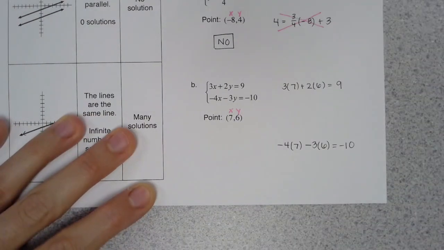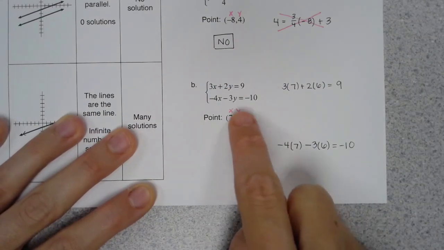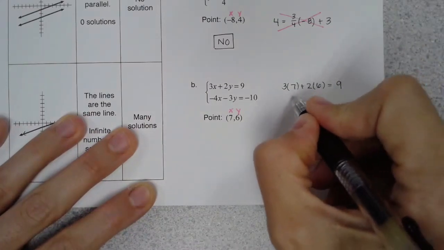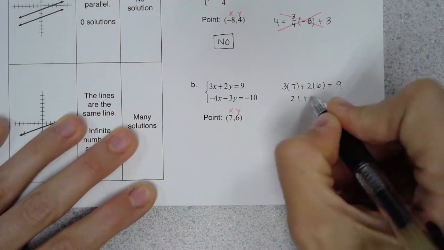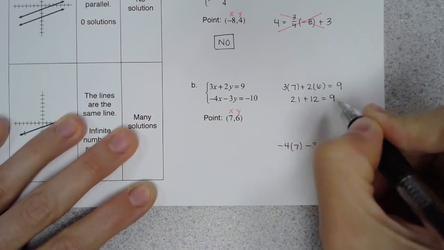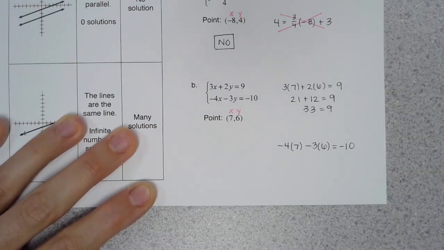If it works in both of them, then the answer to the question is yes. So here in this first step, that's what I've done. I substituted the x in for the x in the first equation, and I substituted the y in for the y in the first equation, and I'm going to check and see if this works out to be correct. So 3 times 7 is 21, 2 times 6 is 12, equals 9, and then I'll add these together, so 33 is equal to 9, and that's not true.